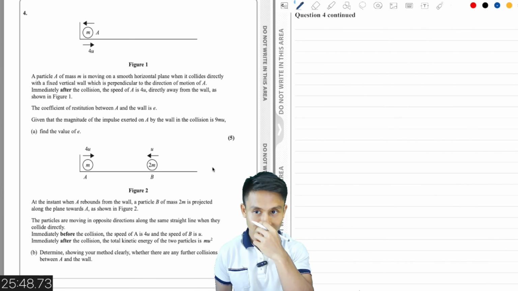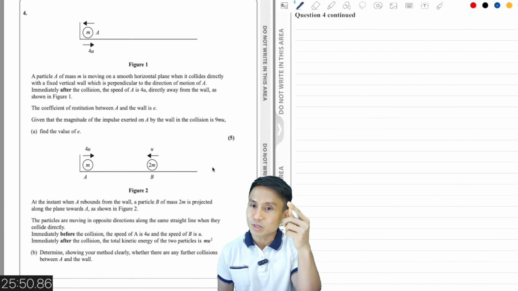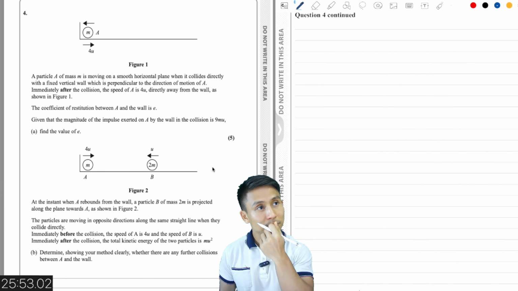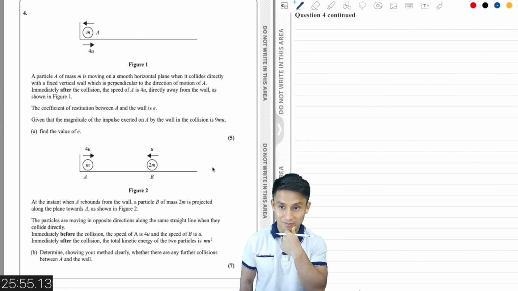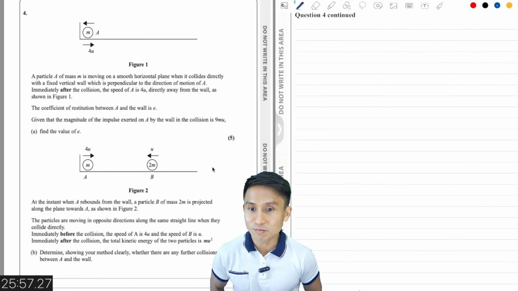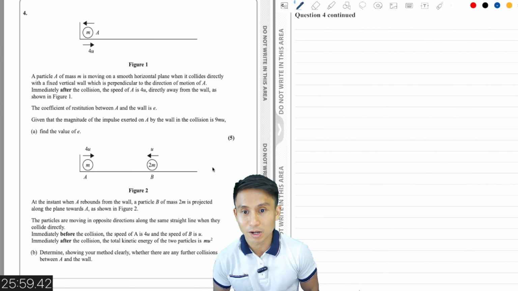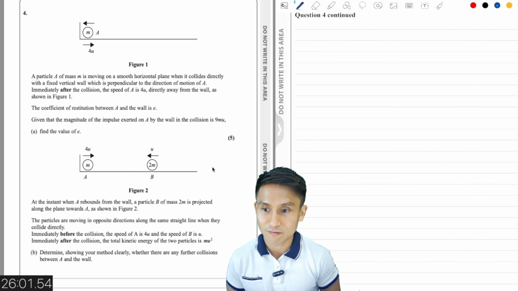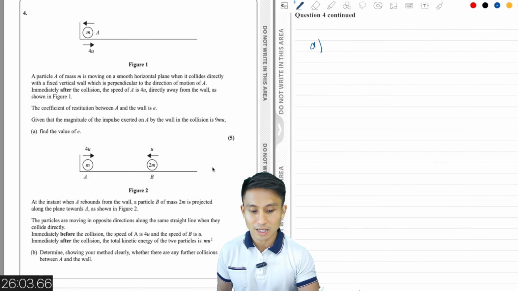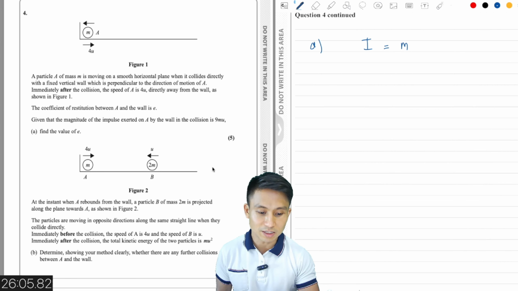Okay, so if we want to find the speed before the collision, it's just 4u divided by e, basically. Given that the magnitude of impulse exerted on A by the wall is 9mu, find the value of e. Okay, so again, impulse is change in momentum. So is it particle A? Yeah, v_A minus u_A here.